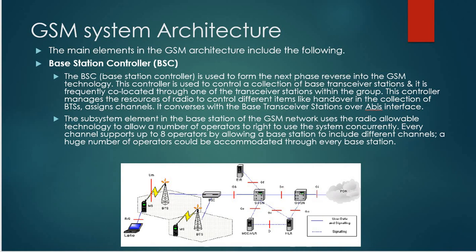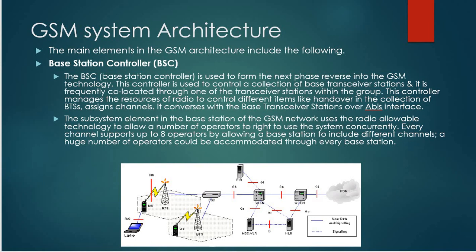It communicates with the base transceiver stations over the Abis interface. Okay, that's the different types of interface, which handle requests from cell to cell. The sub element in the base stations of the GSM networks uses radio multiplexing technology to allow a number of operators to use the system concurrently. Every channel supports up to 8 operators.